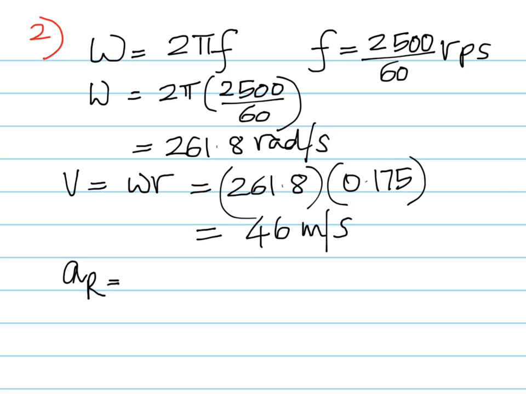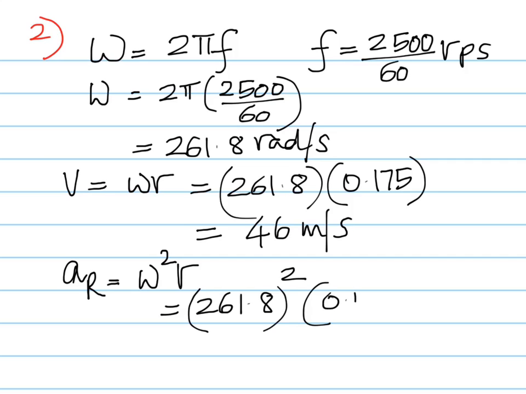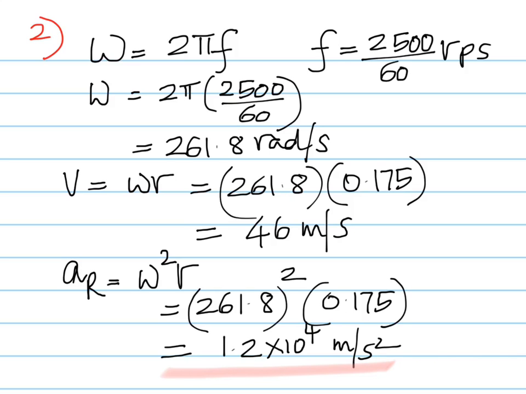And then to find the radial acceleration, the formula is omega squared times r. So omega squared times the radius gives you 1.2 times 10 to the 4 meters per second squared.